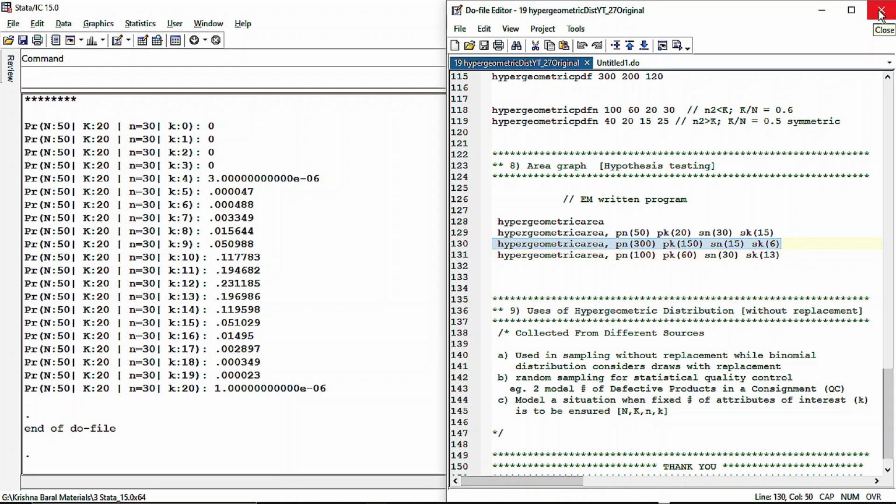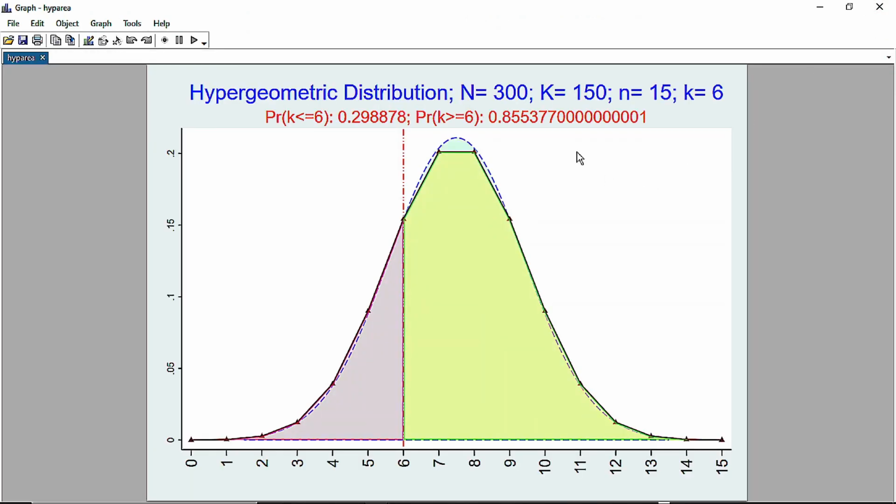Now let us see another example for hypothesis testing, and in this case 150 by 300, again the p is 50%, and that is why we see the graph is more symmetric in comparison to the earlier one. And we have drawn this hypergeometric distribution assuming the null hypothesis k equal to 6. So this graph represents that the sample contains 6 attributes of our interest, and we want to test the hypothesis whether it contains less than 6 or greater than 6. In both of the cases, they cover a significant portion of the null region. That is why we fail to reject the null.